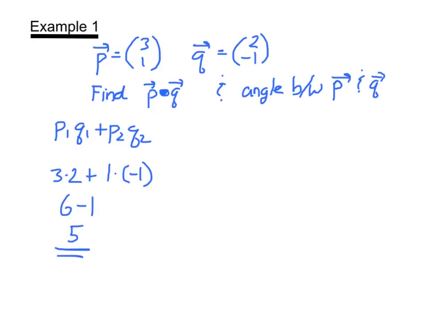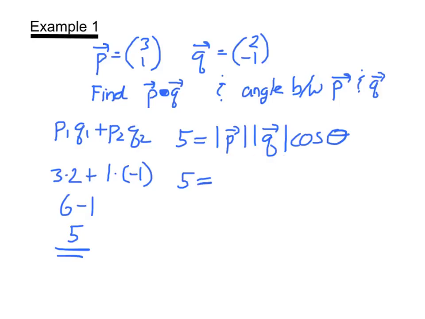Now we can use the geometric form of the dot product to calculate the angle between these two vectors. Keep in mind, the geometric form equals the algebraic form, so I now know that this equals 5. And the next step is to calculate the magnitudes of these two vectors. And we learned that in a previous video. I'm just going to separate these two steps with a line here.